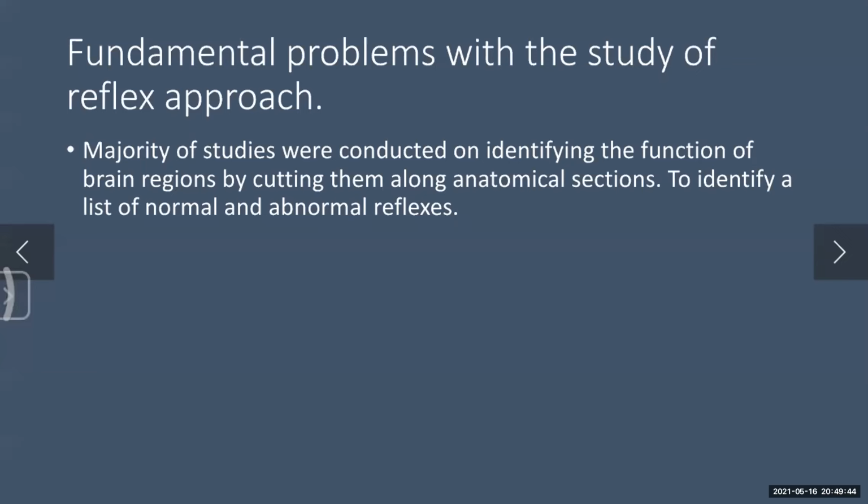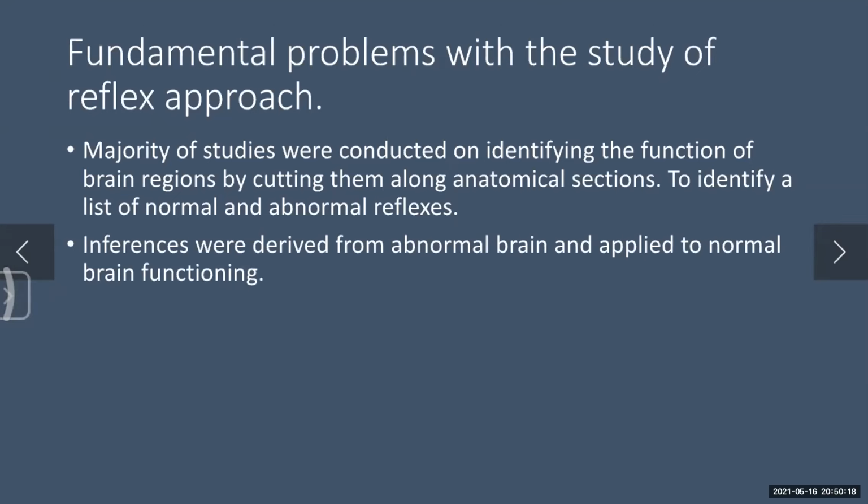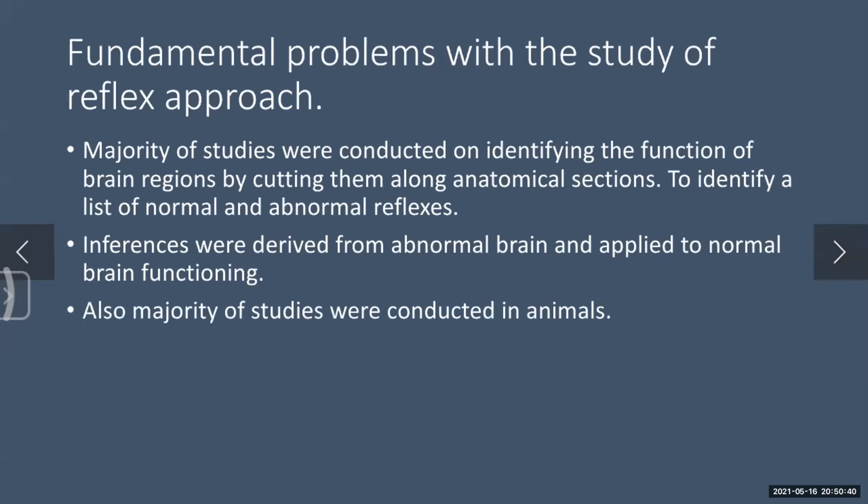One of the fundamental problems was the nature of the study. How did they study these reflexes? The majority of the studies were conducted on identifying the function of brain regions by cutting them along anatomical sections, because at that time physiology was understood only from anatomy. Even Sherrington did a lot of studies where he tried to identify the pathway for these reflexes using anatomical sections. So they identified what is a normal reflex and what are the abnormal reflexes. The most important inferences were derived from abnormal brain studies, and those findings were taken to say that a normal brain functions in a similar way. That's how they came to an understanding. And also, the majority of the studies were predominantly conducted in animals and not in humans.